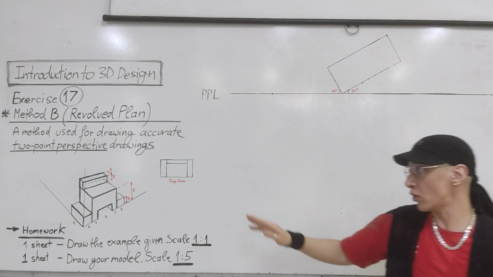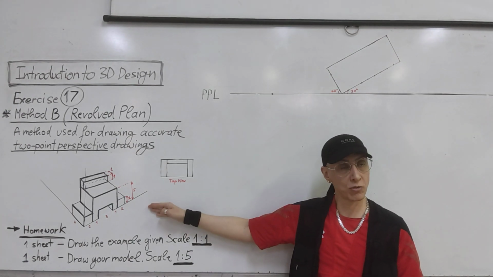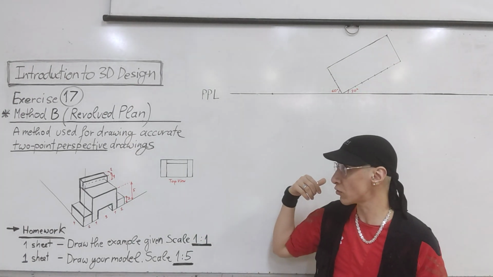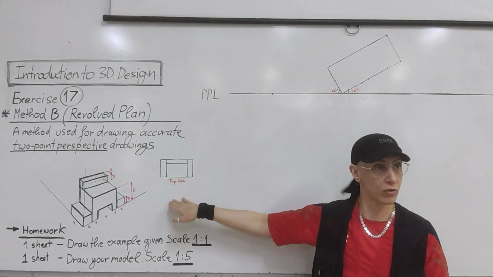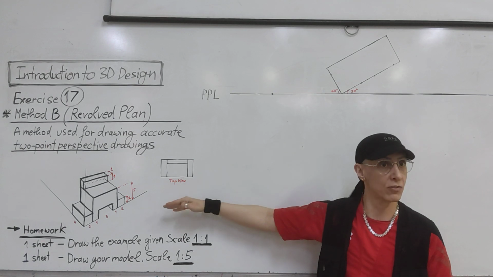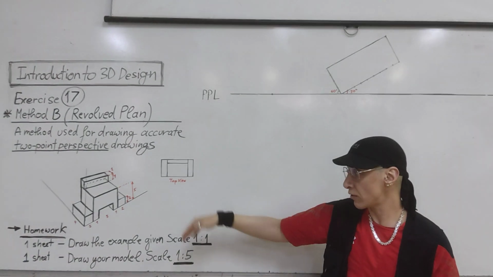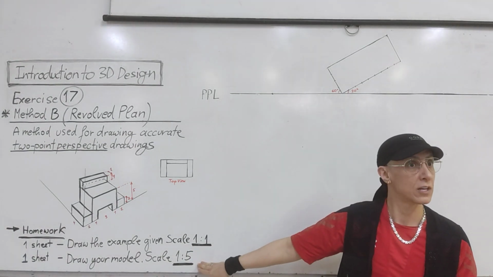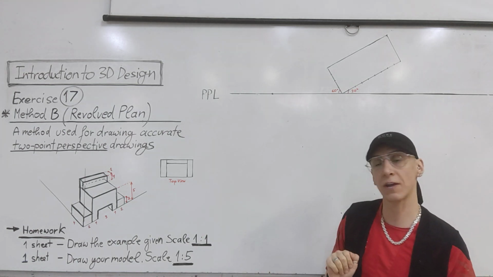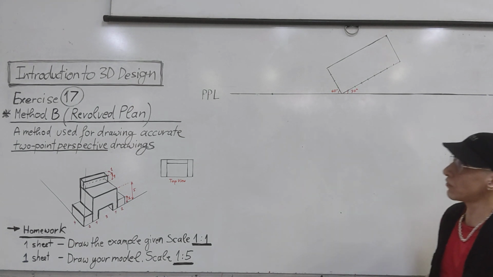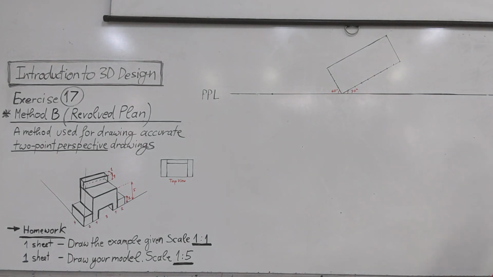So, we will draw an object. This object, I will draw it here using this method to show you how it works. And later you will have to draw this object as it is, scale 1 to 1. And also your model that you made, scale 1 to 5 using this method, okay? So, what is this method and how do we start?